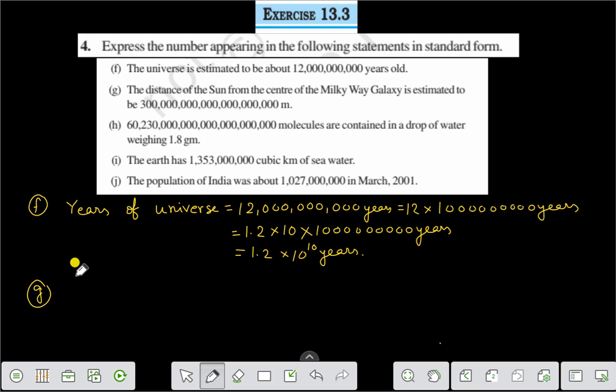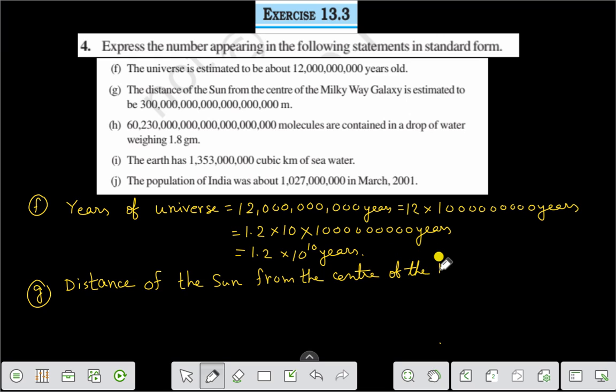galaxy, distance of the sun from the center of the Milky Way galaxy is equal to 3. How many zeros are there?